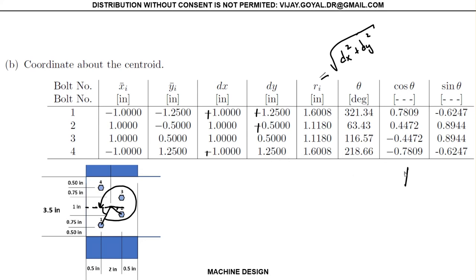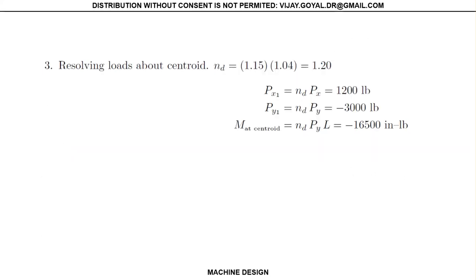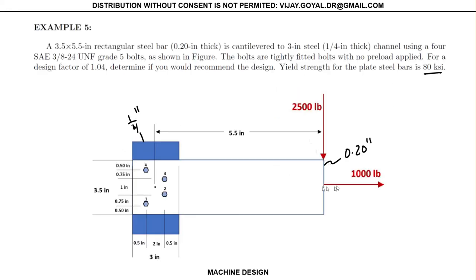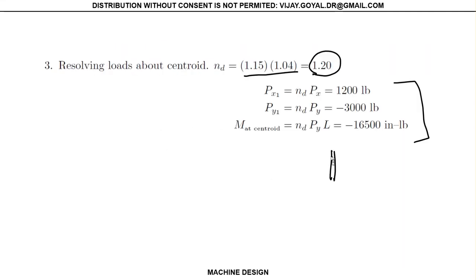So from here you find your cosines or sines. Once you have your cosine and sine, the next thing you want to do is resolve all the loads at the centroid. To do that, multiply by 1.1 or 1.2. These are the loads that act on the center. So if I shift everything here, these are the loads I will be using for my analysis.